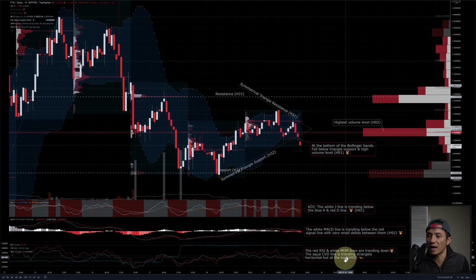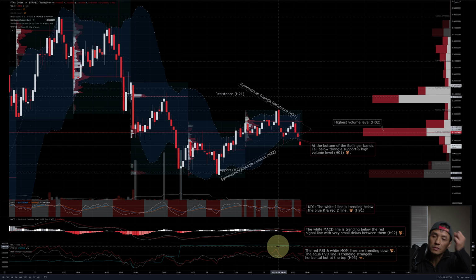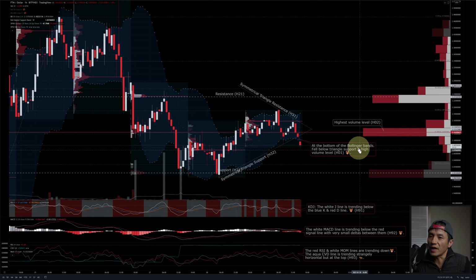The aqua CVD line is trending really strangely. It went up back here on the 27th at around noon Pacific Standard Time, went up and just kind of flat-lined horizontally across. So it's on the high end of the spectrum, but it's going flat. The fact that it's high on the cumulative volume delta is slightly bullish, but the fact that it's going horizontal is curious, so I would give that a more bullish sign. But overall, on the hourly, at least for the current hour and the next couple hours, it's looking pretty bearish. See here.